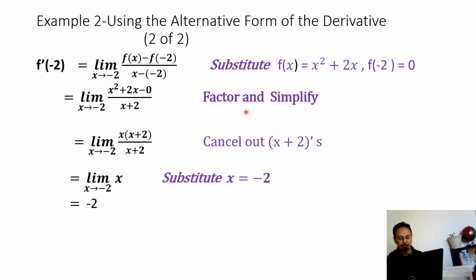Factor and simplify. If you factor, the factors are x times x plus 2. Now we can cancel out the x plus 2's and you're left with the limit as x approaches negative 2 of x. Now we substitute x equals negative 2. So the answer is negative 2.